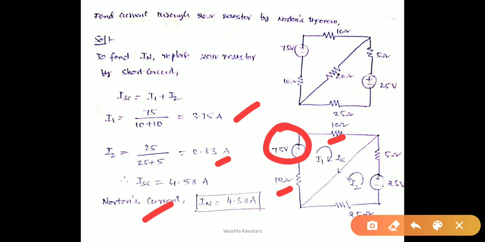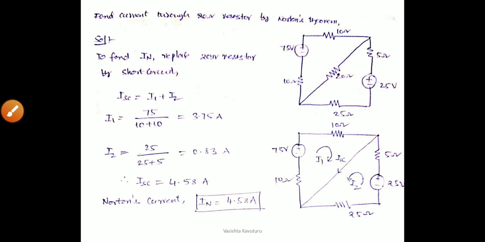Therefore, ISC is nothing but 4.58. We know that short circuit current is also called Norton's current. Therefore, IN is equal to 4.58 amperes. Then after we have to calculate the Norton resistance.